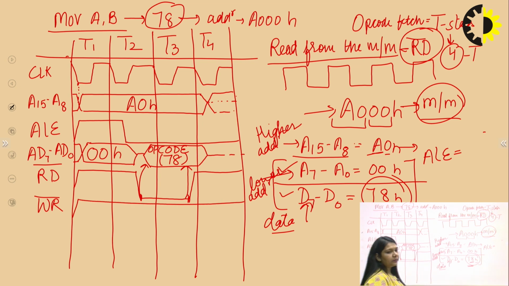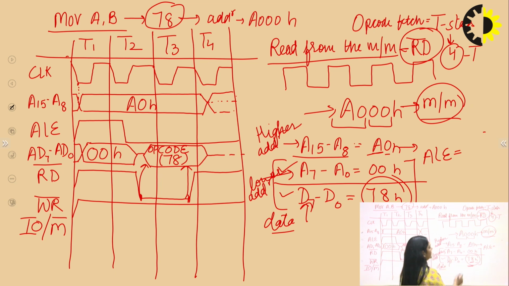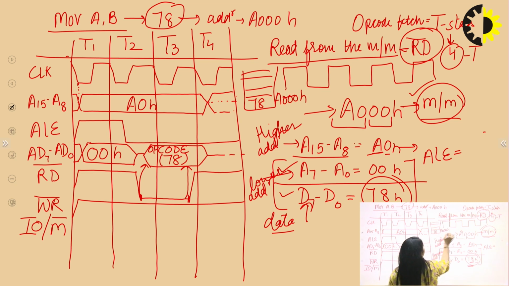So this is the complete. And one more thing I forgot here, the most important thing, the input output / memory bar. The microprocessor will be dealing with the memory only here, as the microprocessor is reading from the memory, and at this address, this is the memory. At address A000H, 78 was written in the memory.